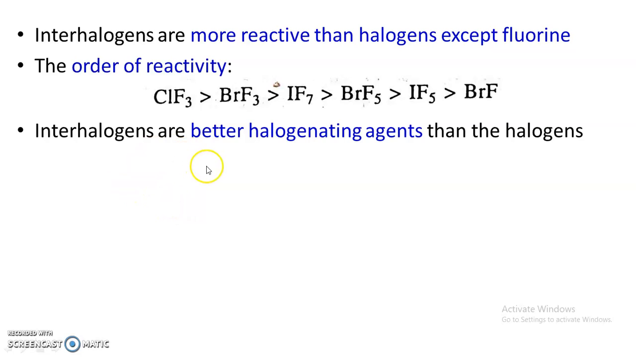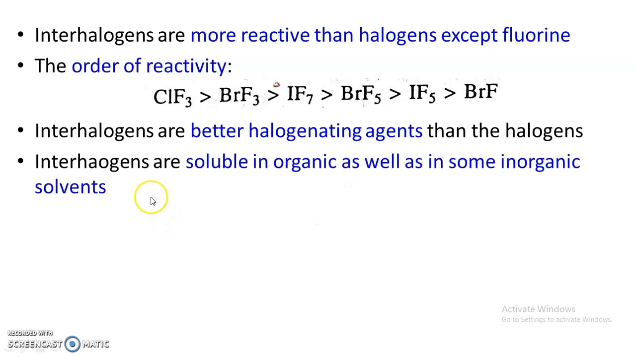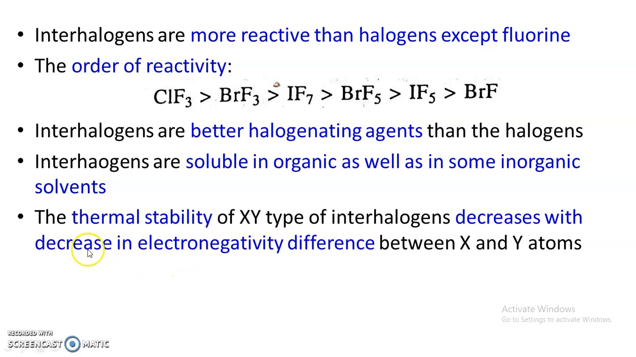Interhalogen compounds are better halogenating agents as compared to pure halogens. Interhalogen compounds are soluble in organic as well as some of the inorganic solvents. Now the next property is thermal stability.